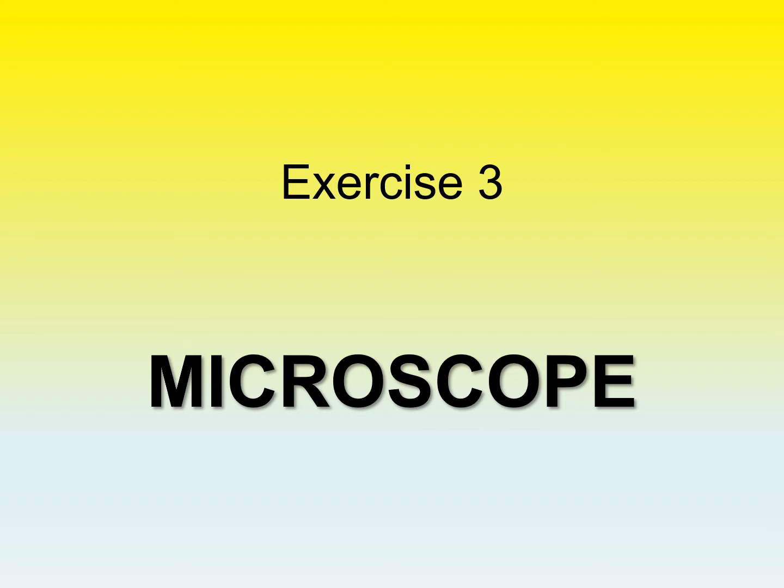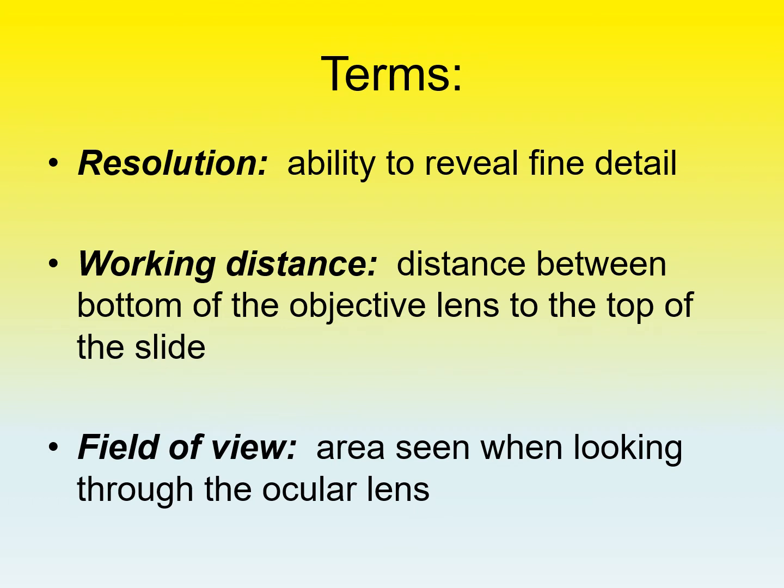In exercise 3, we're going to be looking at the microscope and learning how to use it. A couple of the terms used with it. Resolution, that's just referring to the ability to see very fine detail and see two separate objects as two separate objects. The working distance, that's the distance between the bottom of the objective lens to the top of the slide that you're viewing. The field of view, that's the area of what you see when you're looking through the ocular lens, which is also known as the eyepiece.